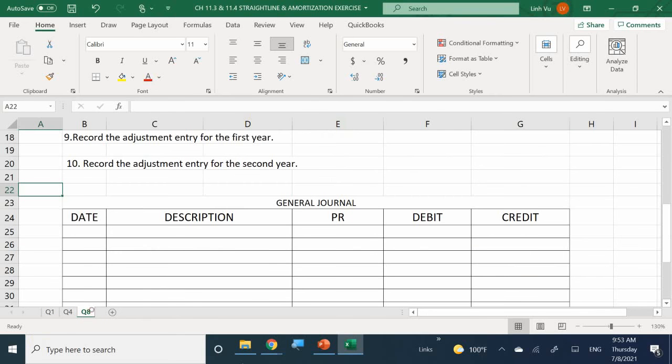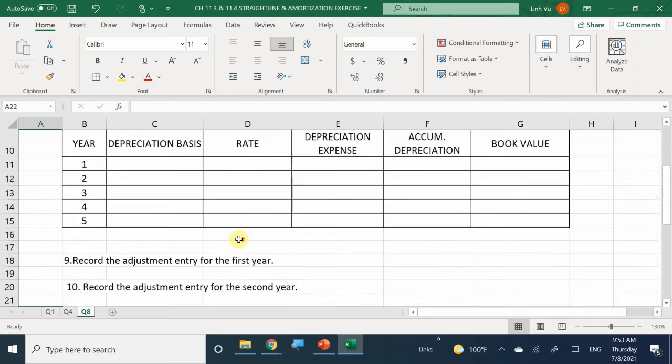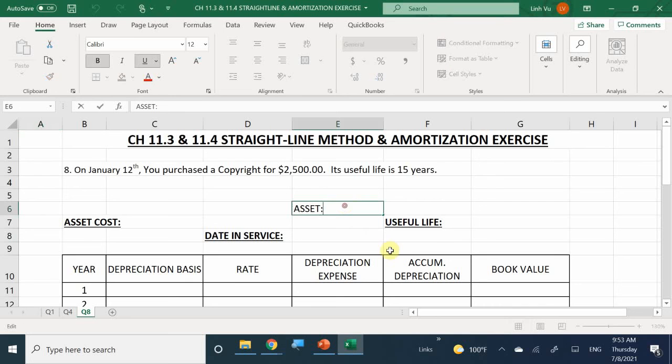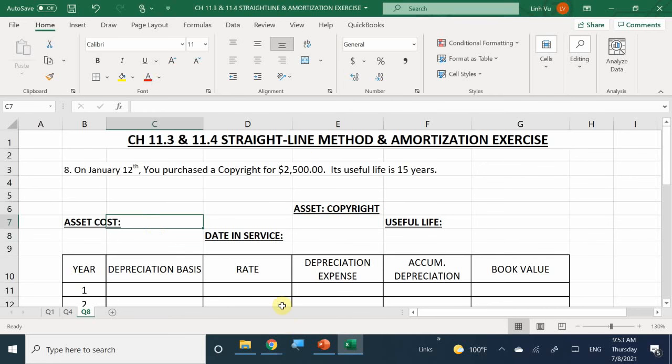All right. Last but not least is going to be an amortization example here. On January 12th, you decide to purchase a copyright for $2,500, and its useful life is 15 years. So what did I buy? A copyright. How much did it cost me? It cost me 2,500.